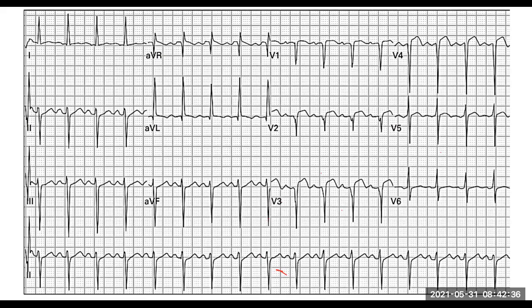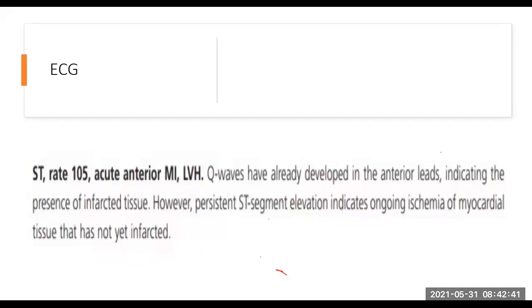So let's have a look at what the answer was, although everybody saw it already. So we have a sinus tachycardia. The rate was worked out to be 105, and then eventually it did become an acute anterior myocardial infarction, all right? So we said anteroseptal, so we weren't far off, with left ventricular hypertrophy.